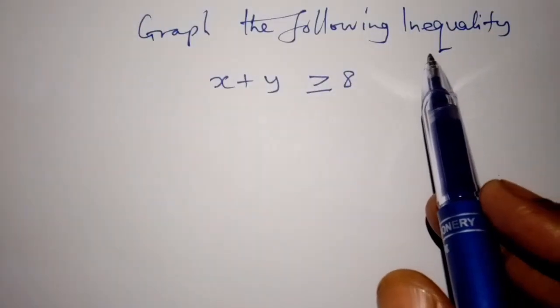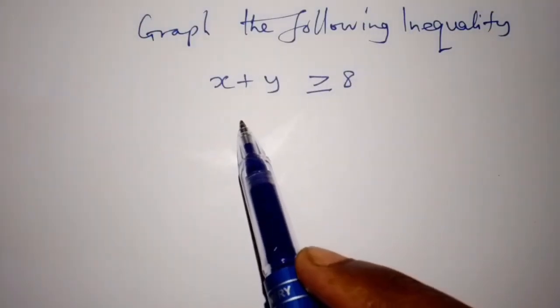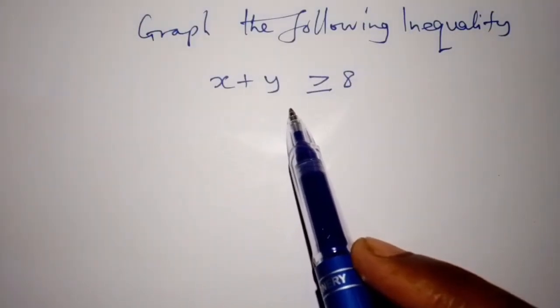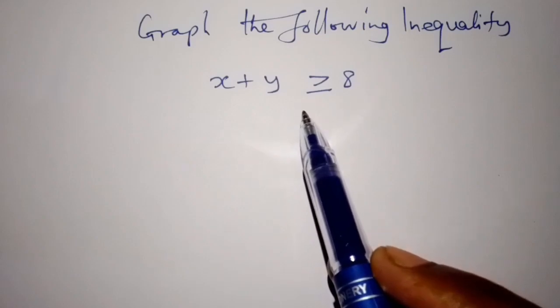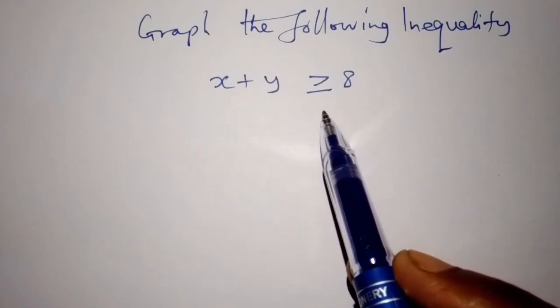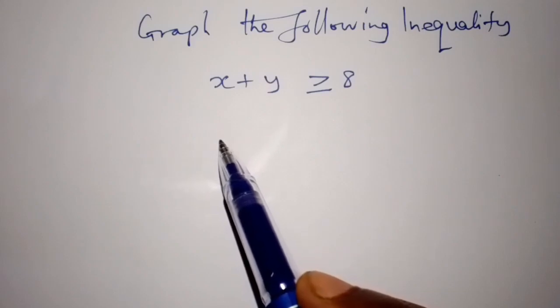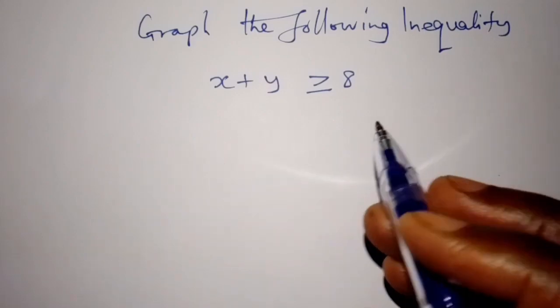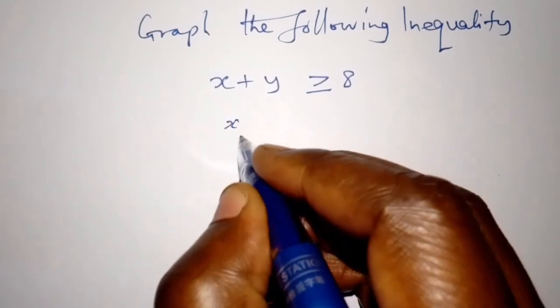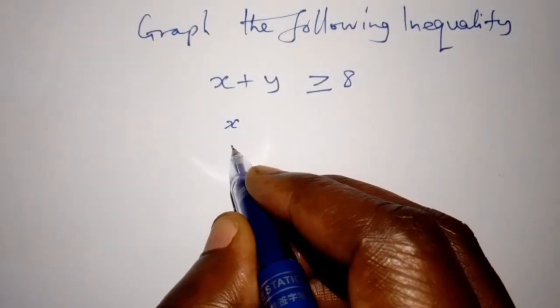Graph the following inequality: x plus y is greater than or equal to 8. First of all, we find the coordinates of x and y. So we can say this is x, this is y.